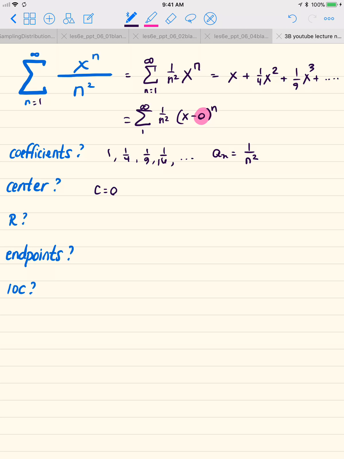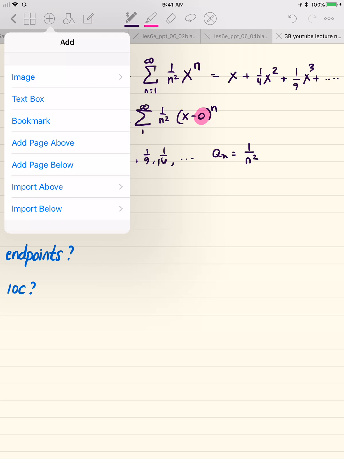And now let's jump straight to finding R. R is our radius of convergence. So I want to find R and the endpoints. I could use the ratio test, I could use the root test. I'm just going to use the ratio test. Let me add a page below. So I'm going to use the ratio test to find R and my endpoints.